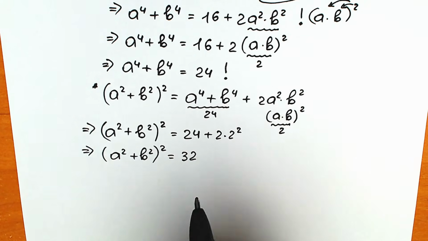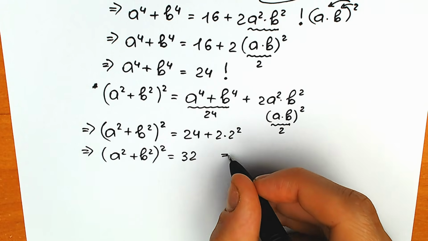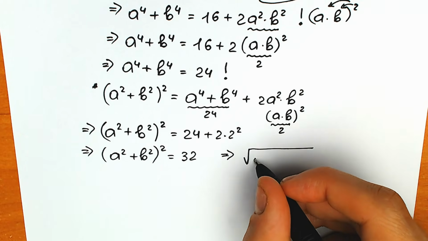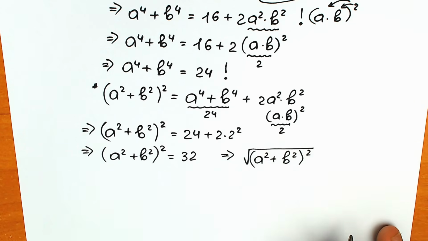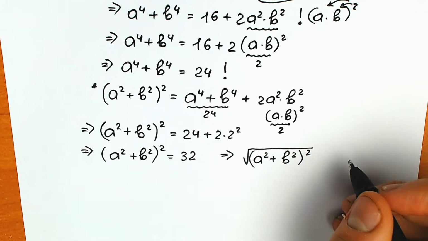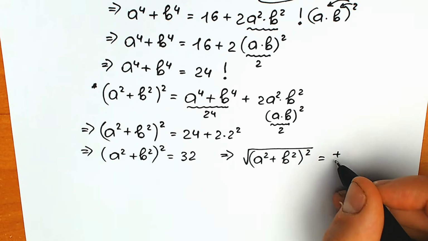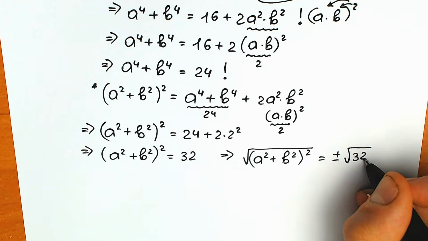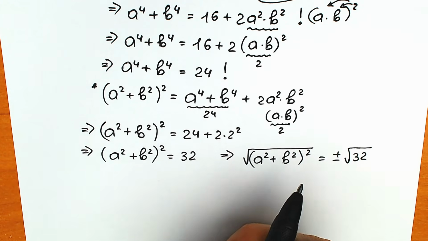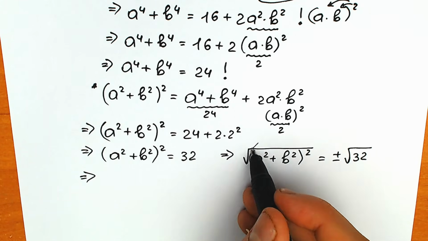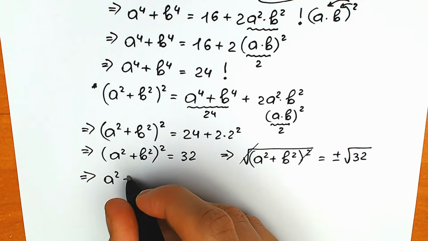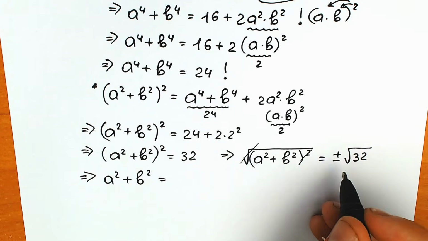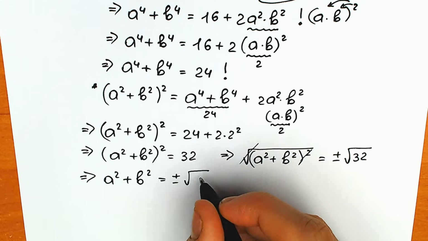What are we going to do next? Right now, let's apply the square root to both sides. We can do this. Let's apply it. So we have the square root of (a square plus b square) to the power 2. These cancel on our left side, this expression, and it's equal to plus minus square root of 32. Okay, so I really hope you understand this step. Right now, we're going to cancel this square root sign with this 2. So we have a square plus b square equal to plus minus square root of 32.